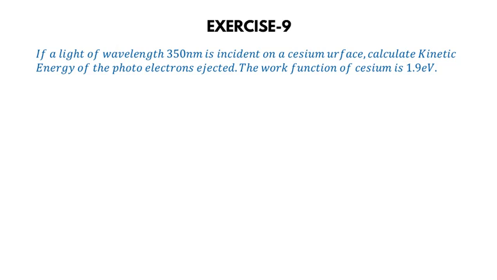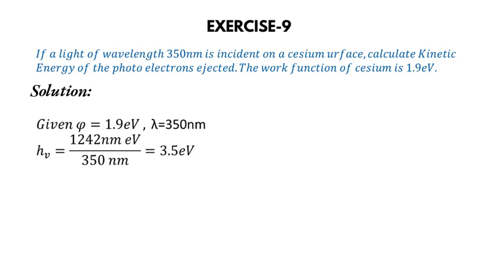In exercise 9, if light of wavelength 350 nanometer is incident on a cesium surface, calculate the kinetic energy of the photoelectrons ejected. The work function of cesium is 1.9 electron volt. Given φ equal to 1.9 electron volt, λ equal to 350 nanometer. Therefore, hν equal to 1242 nanometer electron volt divided by 350 nanometer, which equals 3.5 electron volt. Therefore, the maximum kinetic energy equals hν minus φ equals 3.5 electron volt minus 1.9 electron volt.